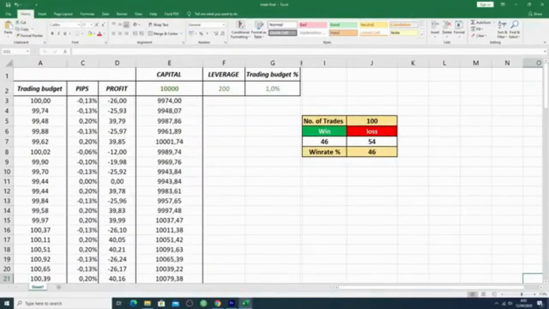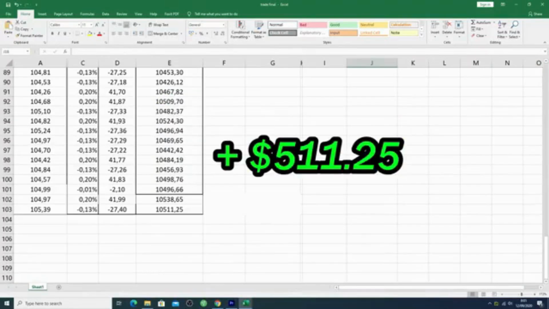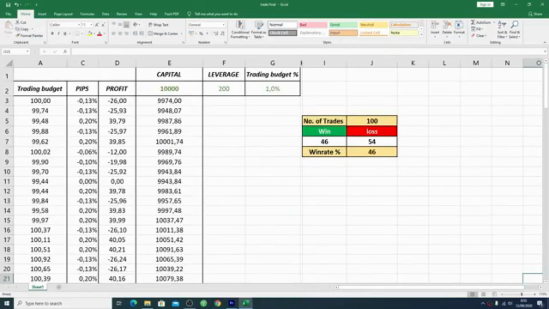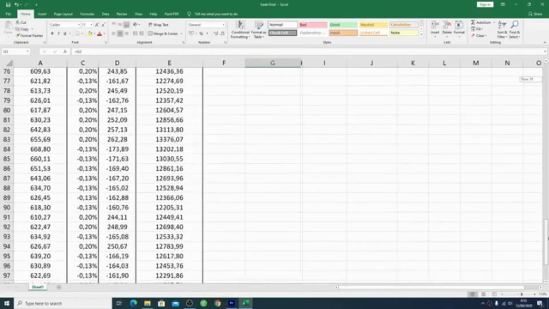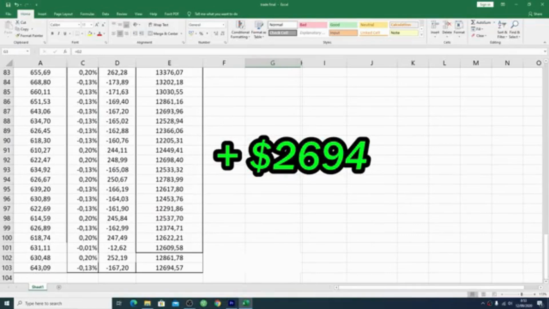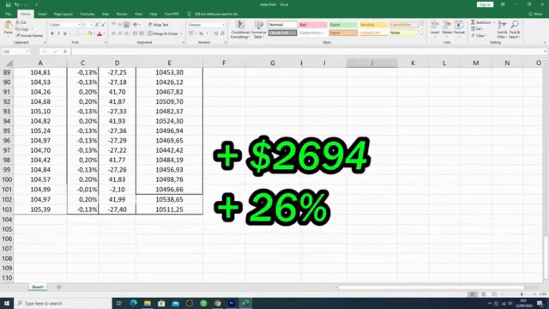So, after backtesting the MACD divergence 100 times, here are the results. We received a win rate of 46%, which translates to a whopping $511.25 profit, which may seem little, but remember, we are only using 1% of our capital per trade. If you want to step it up and make it 5% per trade, we would have made $2,694. Which is 26% profit from our total capital in about 1 year, which is a really good return.